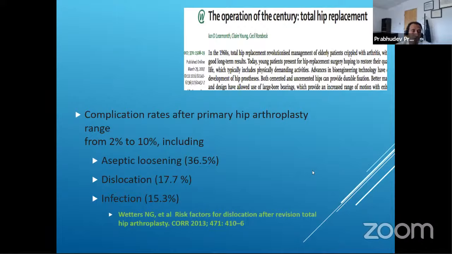Some of the common complications are aseptic loosening, which is probably the most common one, accounting for about 36%. Most of the literature shows that dislocation is the second most common, accounting for about 17%, and infection is the third most common. So dislocation is definitely a very important complication associated with primary hip replacement and, obviously, revision hip replacement, which we're going to talk about in detail today.